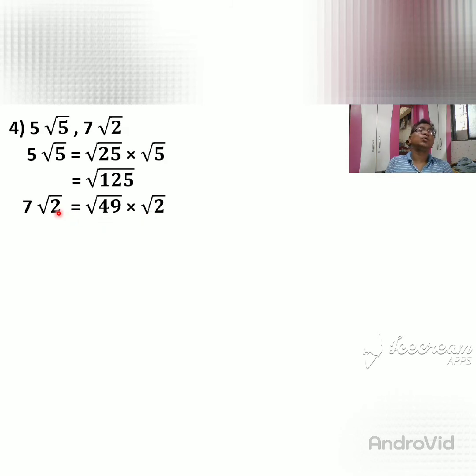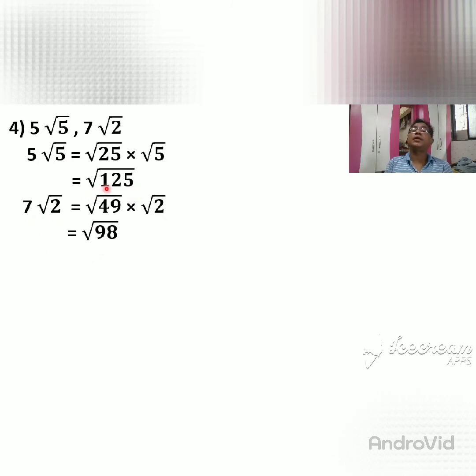See, root 2, order is 2, so we can do the square of this number, 7. 7 square is 49. So here we get 49, and root 2 remains as it is. 49 into 2: 2 9s are 18, 2 4s are 8, 8 plus 1 is 9, so 98. Here you get square root 125 and here you get square root 98.